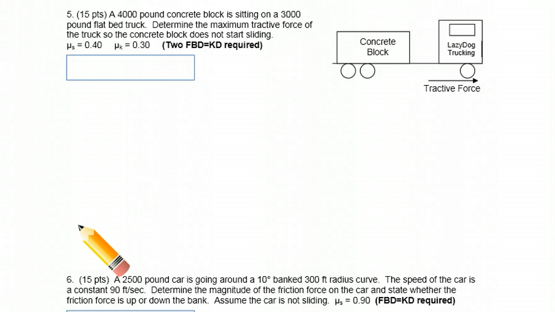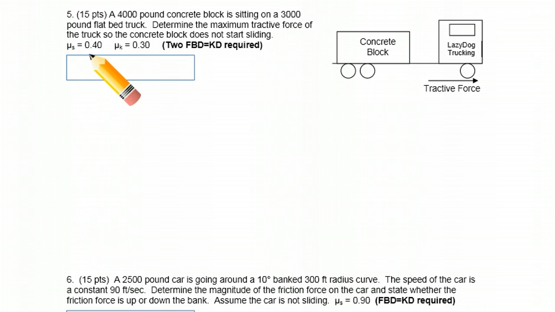Number 5 has a 4,000 pound concrete block sitting on a 3,000 pound flatbed truck. Find the maximum tractive force of the truck so the concrete block does not start sliding. Alright, so this one again is a little different than others we've worked before, so we've got to think through what's happening.